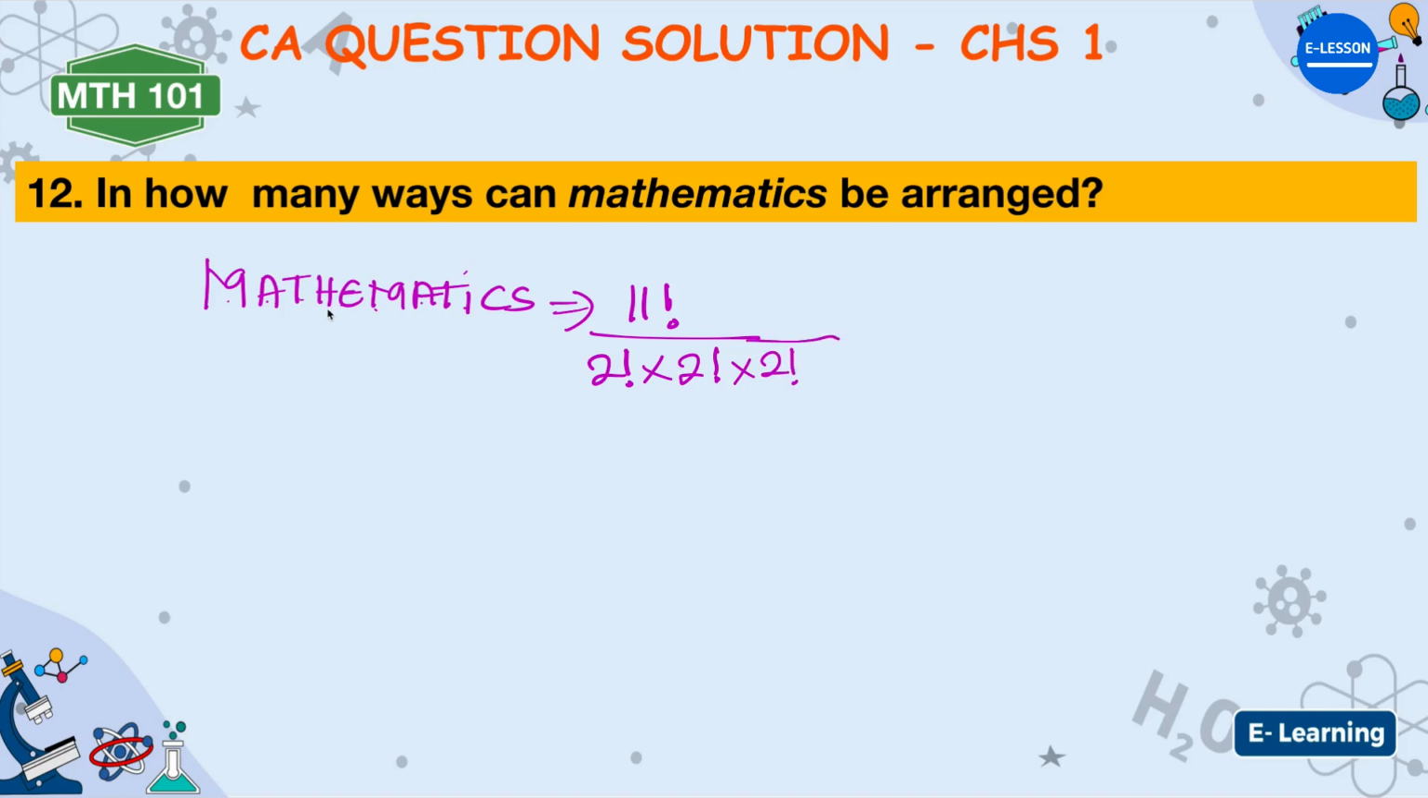Did H repeat itself? E did not repeat itself. That is all. A repeated itself. We're done for A. Did I repeat itself? No. S? No. So this is what we have. 11 factorial divided by 2 times 2 times 2, because 2 factorial is still 2.